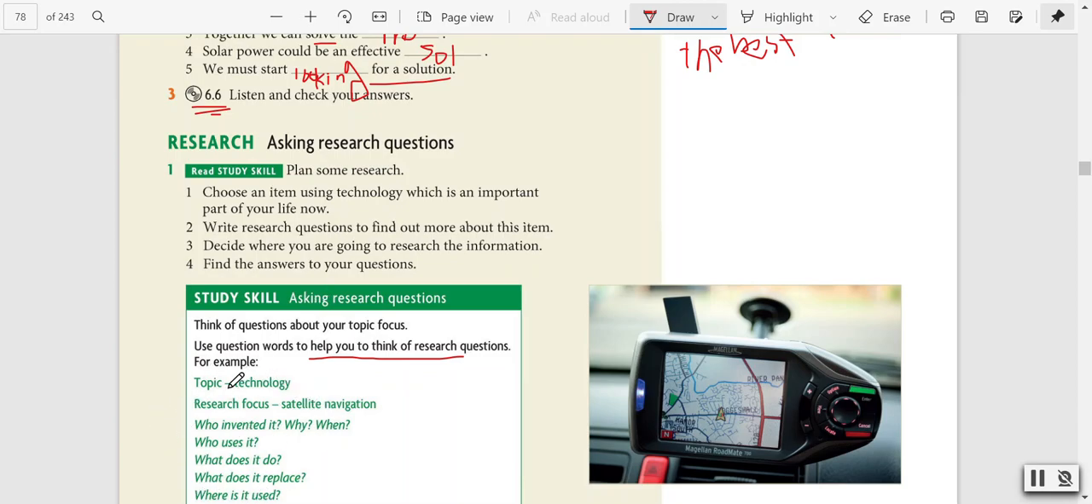Nowadays use it a lot, and decide where you are going to research the information and find the answers to your questions.